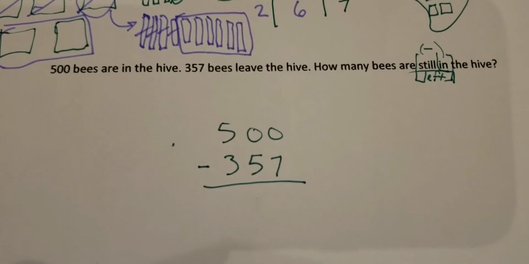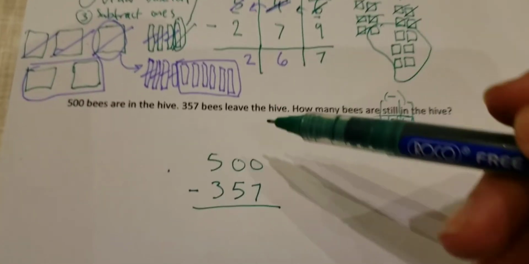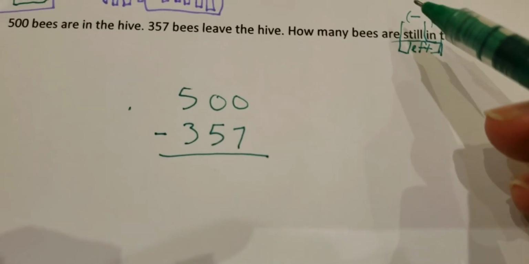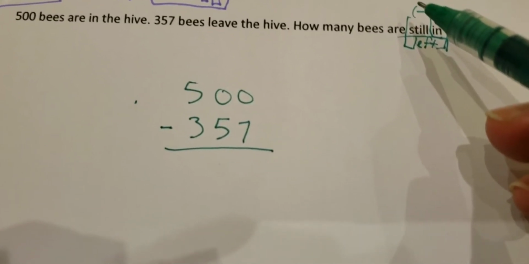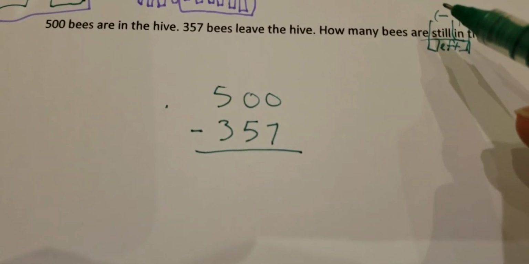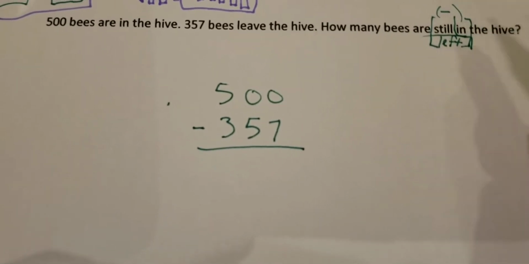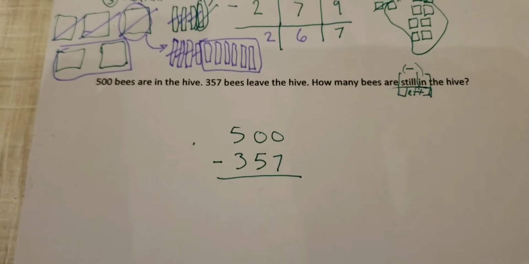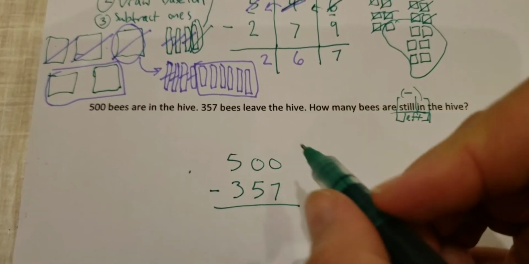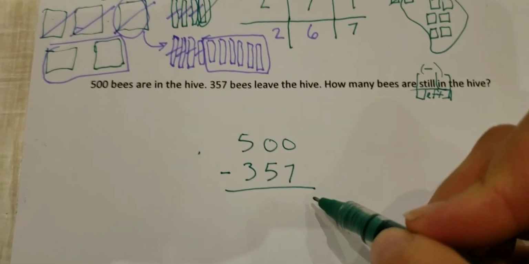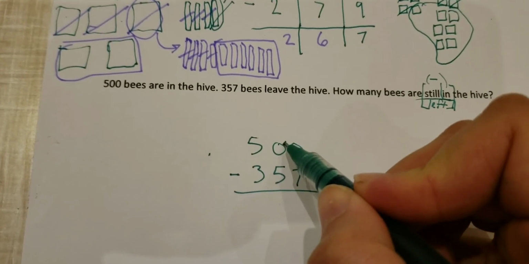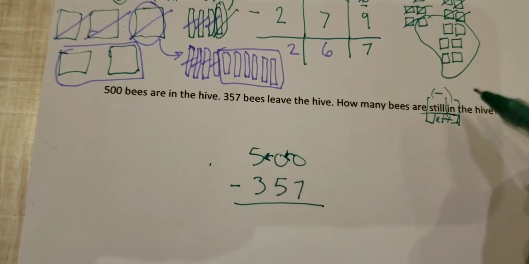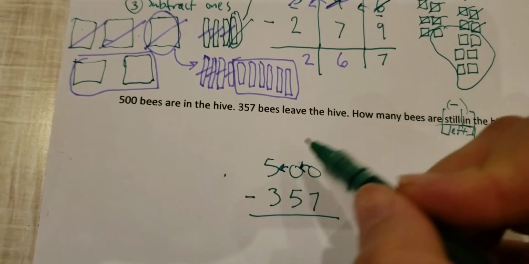You can draw the chart if you need to, or you can just write it like this, lining up your place values. So now we're going to subtract the ones. You can use base 10, but I'm going to show you this one without the base 10 first. We cannot take 7 from 0. We need to go to our neighbor. He doesn't have any either. So I need to go to the hundreds.